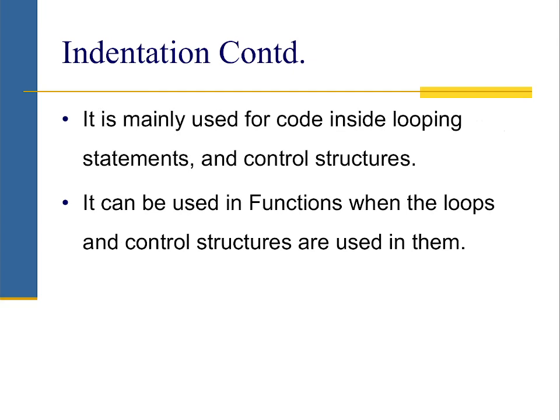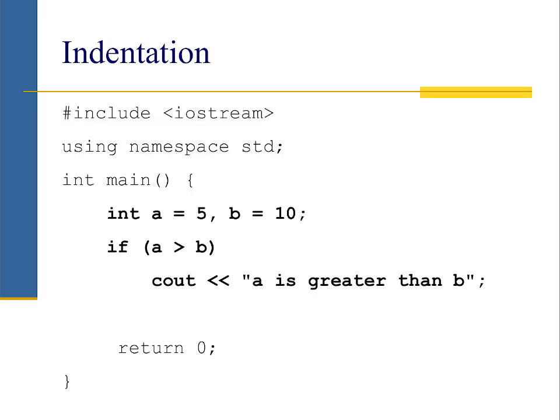It is mainly used for code inside looping statements and control structures like the for loops, the while loops, declaring a function, all those stuff. You need indentation to keep them aligned. It can be used in functions when the loops and control structures are used in them. So you can have multiple indentations, such as this.